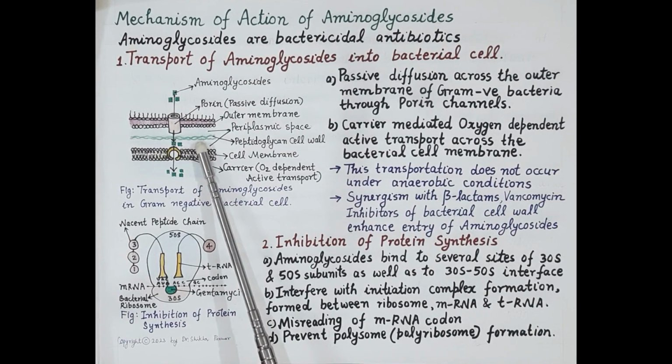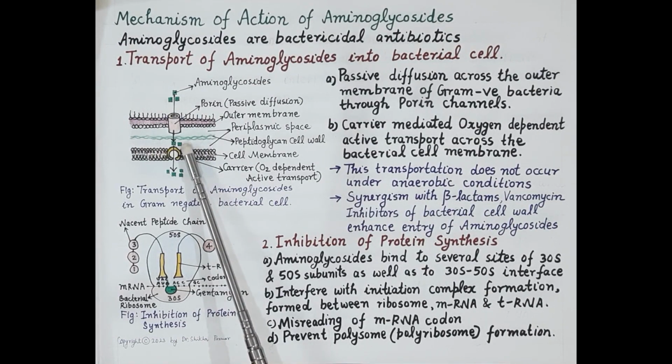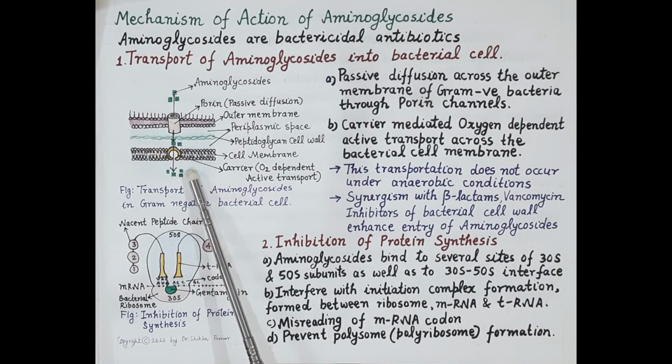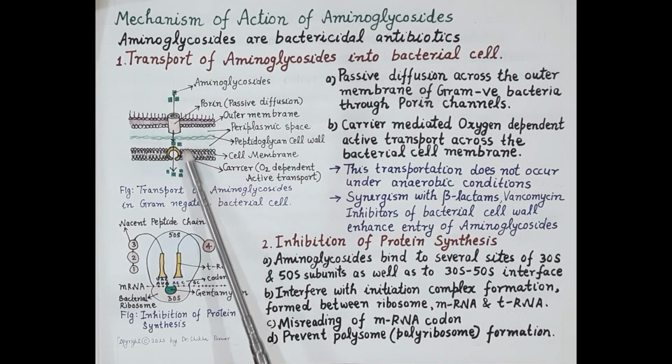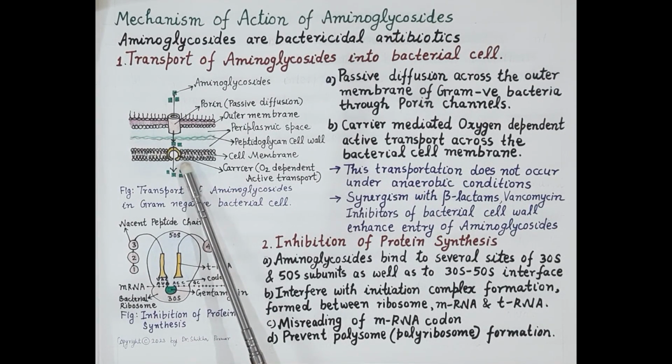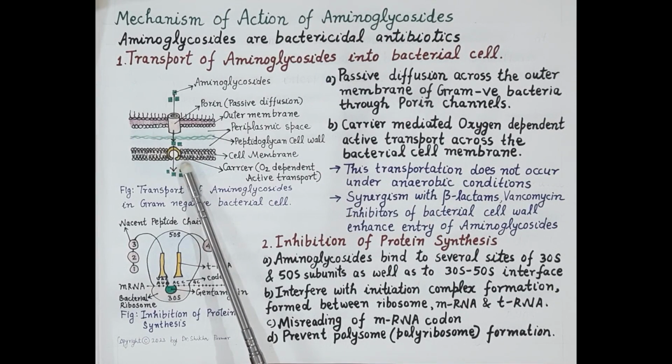Now, from the periplasmic space, these aminoglycosides pass across the cell membrane by active transport. Very important, this transportation is carrier mediated and it requires oxygen. So, this is how aminoglycosides are transported into the cytoplasm of gram-negative bacterial cells. Since this transportation is dependent on oxygen, aminoglycosides cannot pass into anaerobic bacteria and are ineffective against anaerobes.